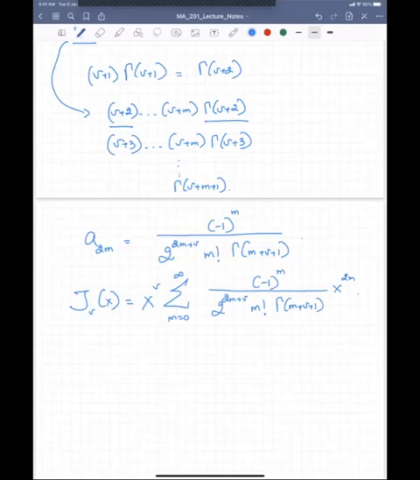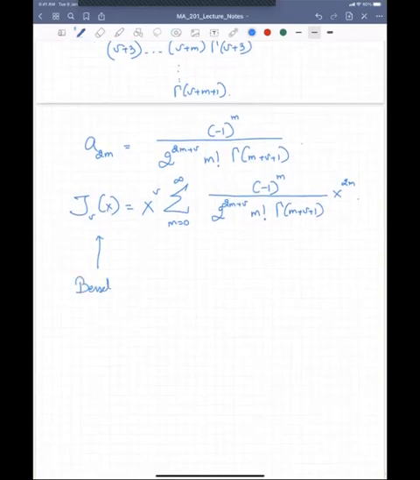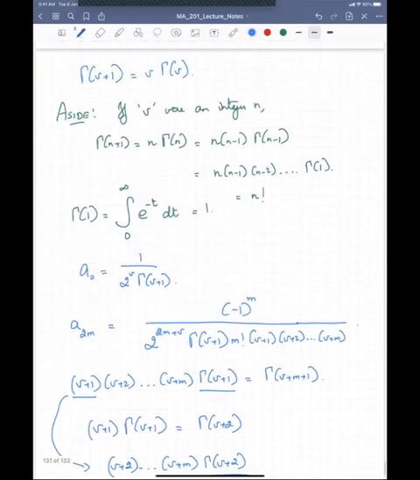Okay, and these are called Bessel functions of the first kind, of order nu. And just like the case for integers, you can easily verify that this series also converges for all values of x. Okay. So this is the Frobenius method applied to the Bessel's equation.